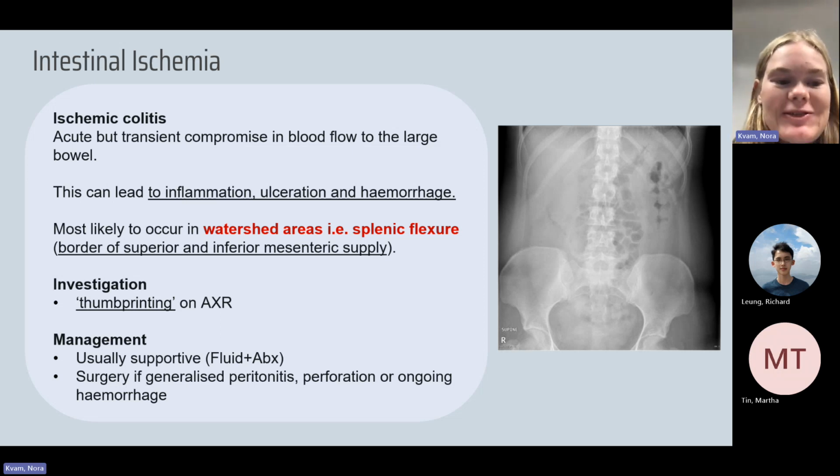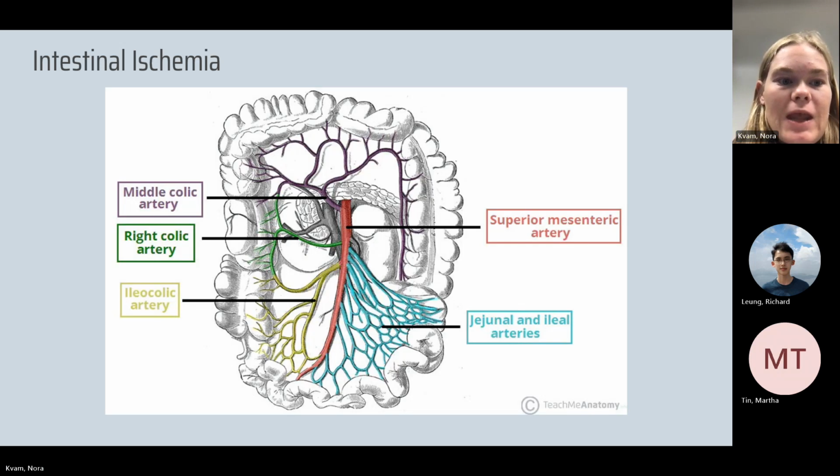On abdominal x-ray, you'll find a thumbprinting sign, and management is usually supportive unless there is perforation or peritonitis. That was just showing the thumbprint sign. Okay, so again, this is just to show that intestinal ischemia is caused by blockage of one of these vessels.